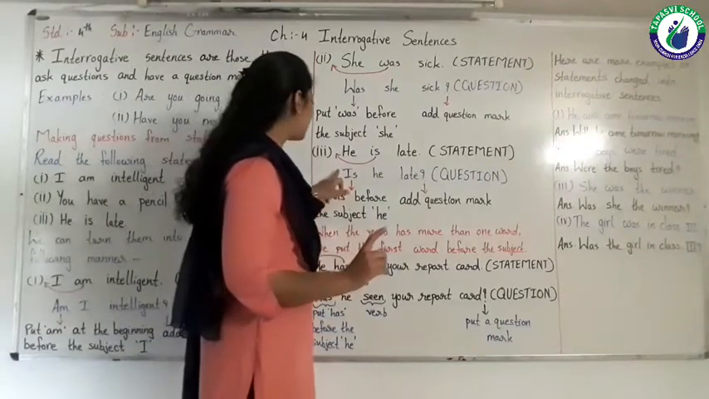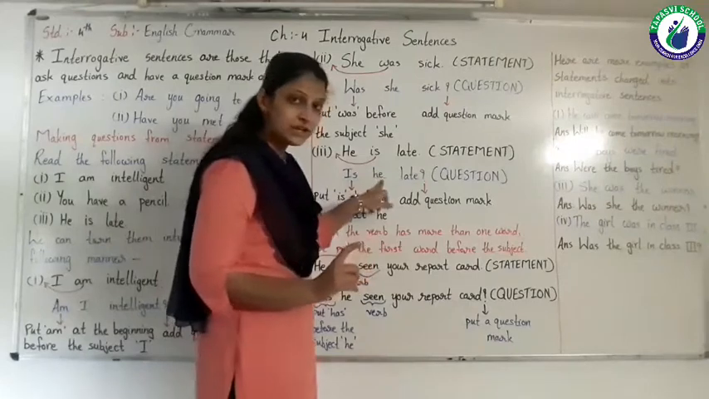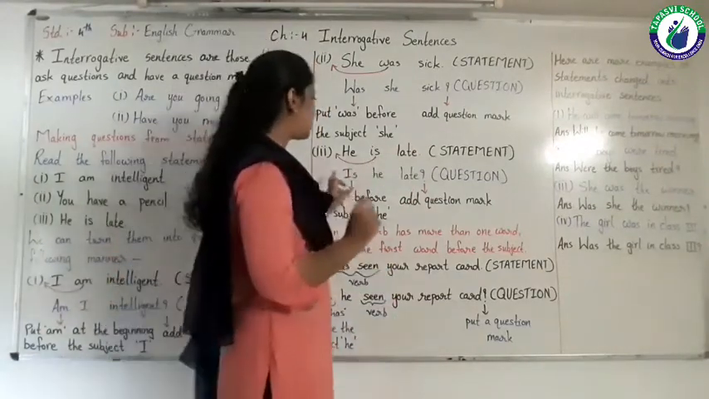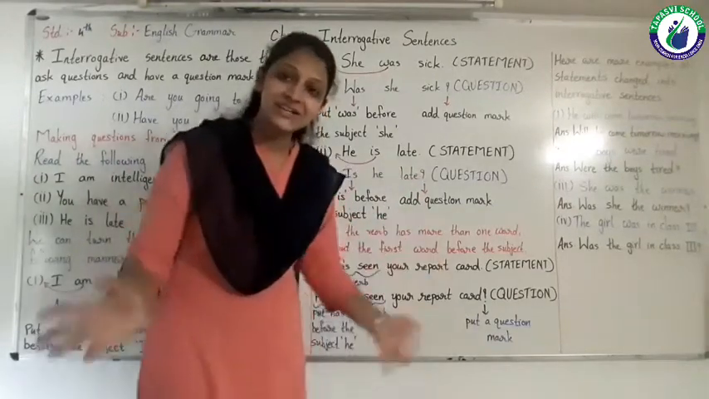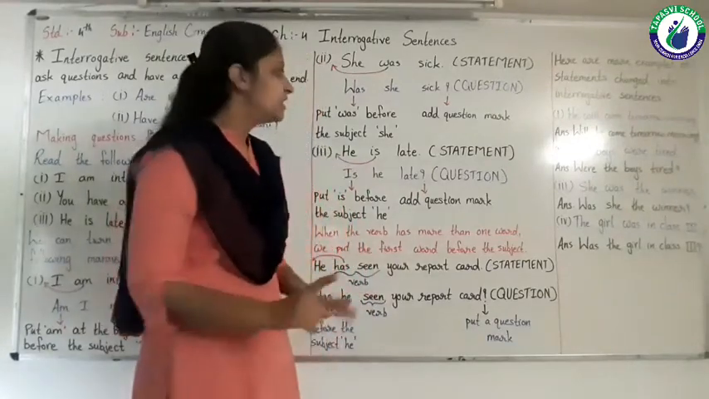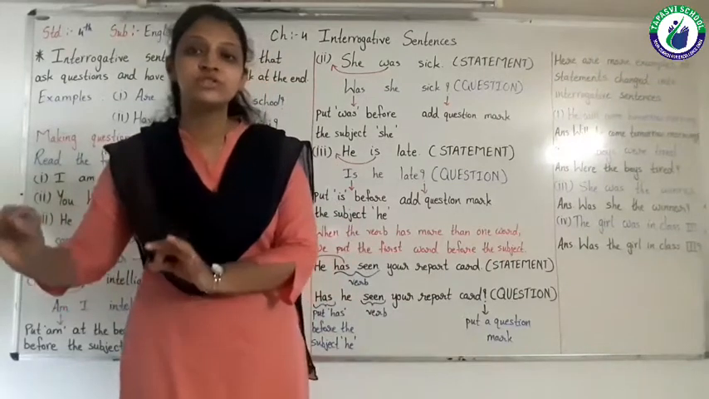So here I put is. After that we put subject he. Late. At last we put question mark. So, is he late? So ये क्या बन गया? Question sentence. Don't forget. Keep in your mind every time, in interrogative sentence, a sentence ends with a question mark.